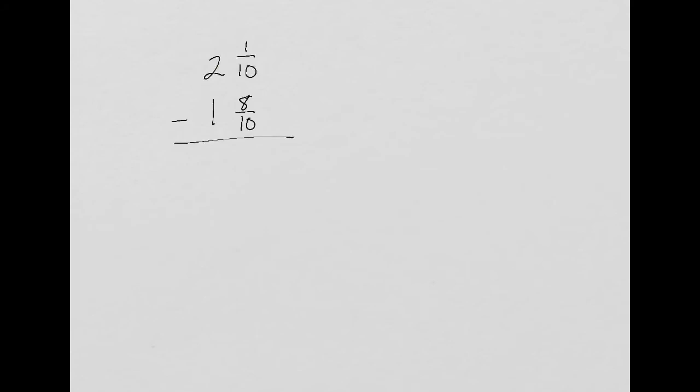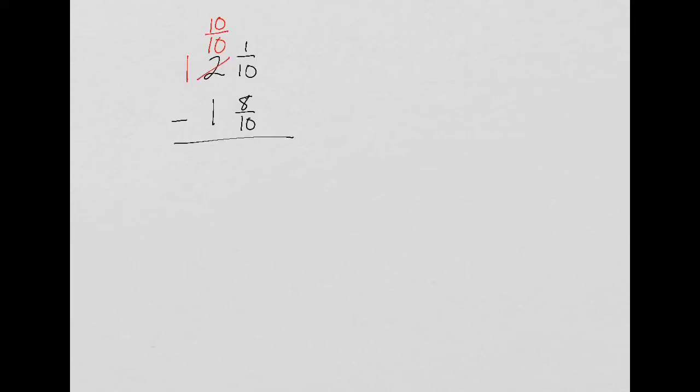Now we have 2 1/10 minus 1 8/10. We're going to start with the fractions first. Can we subtract 8/10 from 1/10? No, we can't. So we need to rename one of the wholes. So we're going to take this 2 and we're going to rename 1. You know how 2 is 2 items? We're going to leave 1 there and we're going to rename 1 10/10.